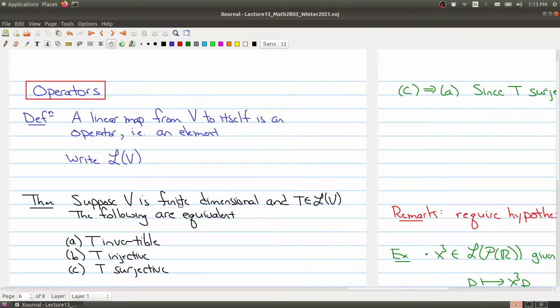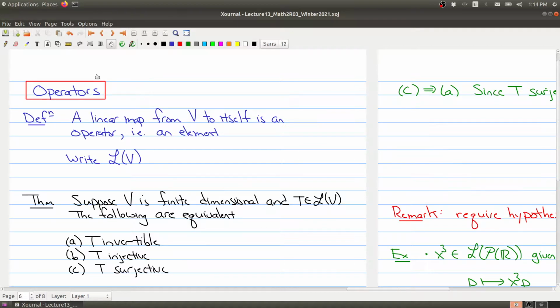So welcome to part 4 of lecture 13. In this part, we're going to be looking at operators, and we'll see operators reappear, and we're going to study them more deeply when we get to chapters 6 and 7 of the textbook.